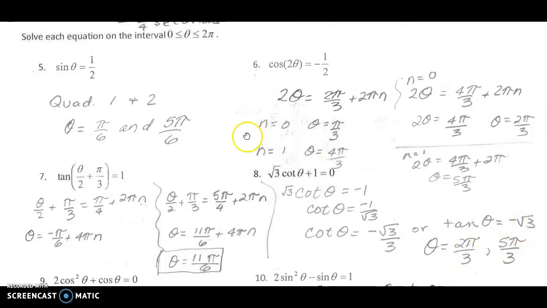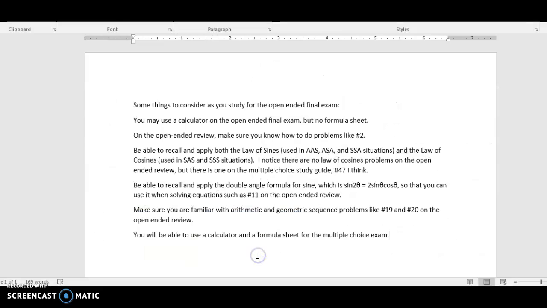Okay, so I hope that's helpful for number 7 and number 8. Over here, I've got some things to consider for you as you study for the open-ended exam. So you can read through these things, and I hope they're helpful ideas for you as well.